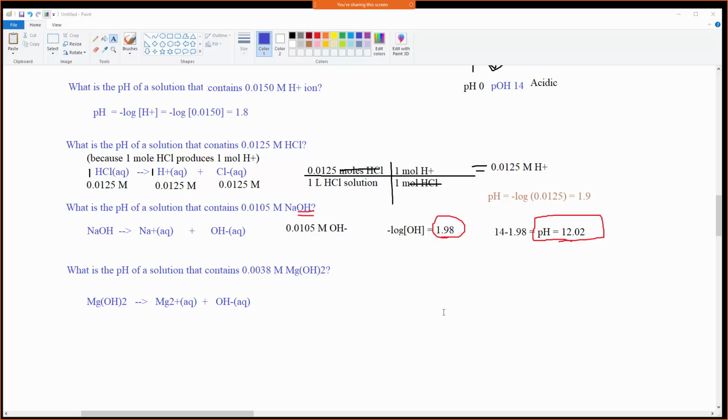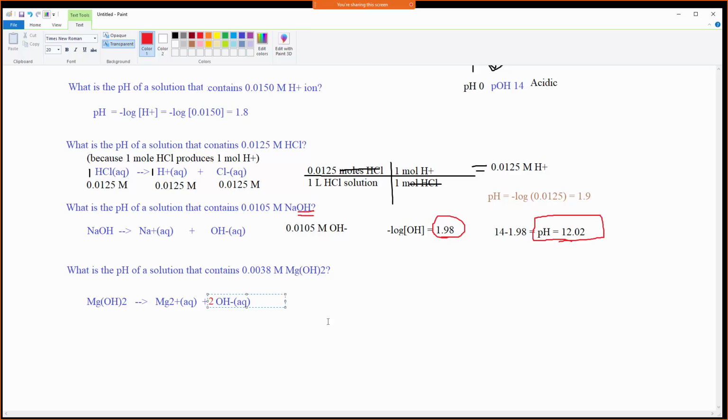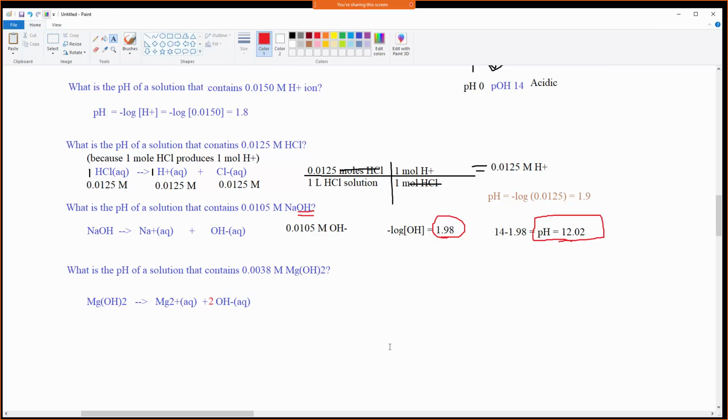Sarah, you're rushing ahead and you missed something. You're a clever girl and you have done everything right, but you missed one crucial piece of information. And that is when magnesium hydroxide dissociates, it produces 2 hydroxides. Oh man. Now what do we do? How do we account for that?